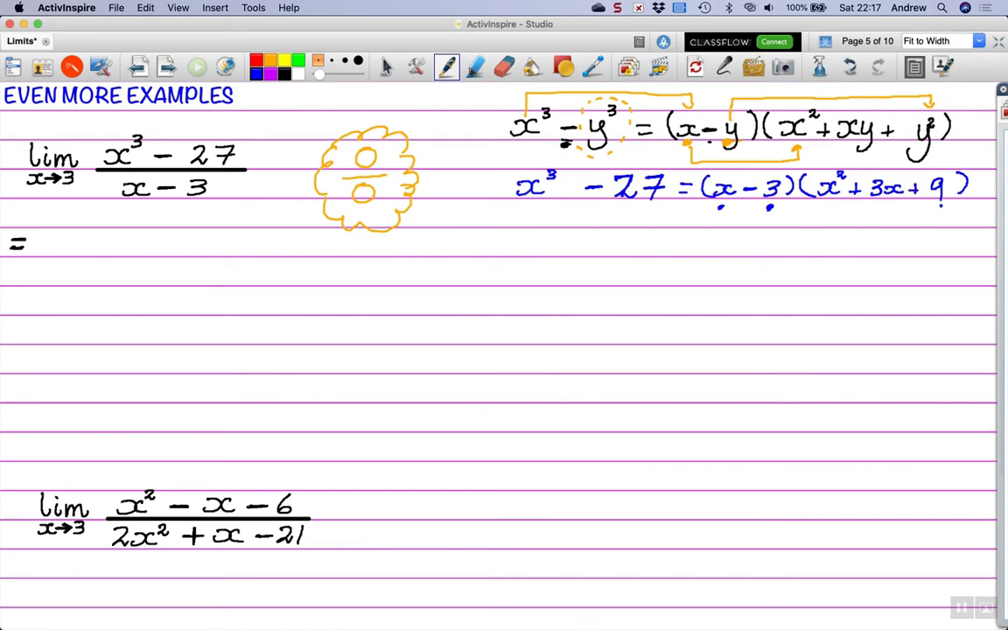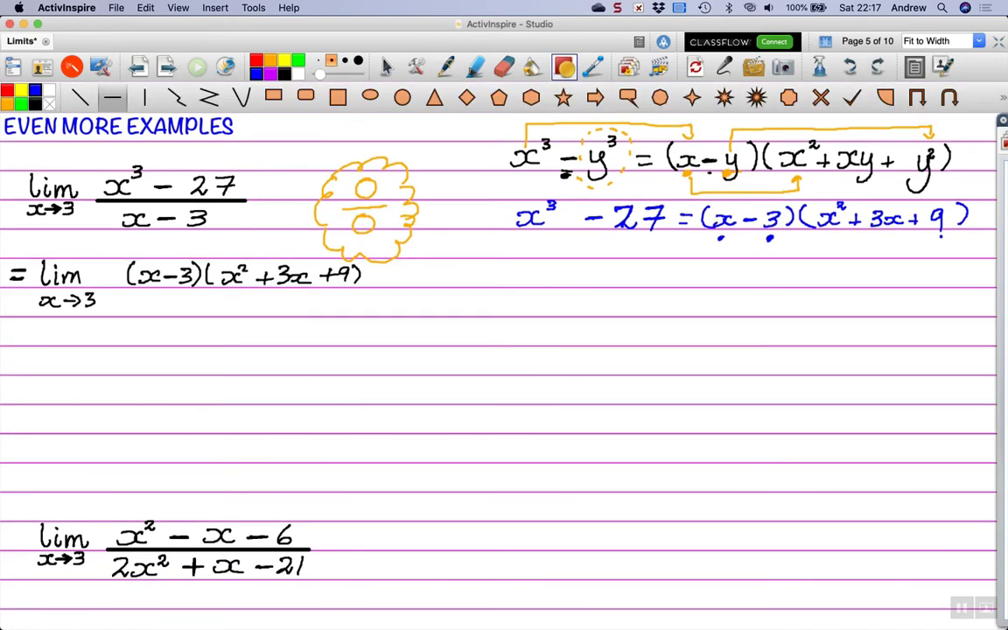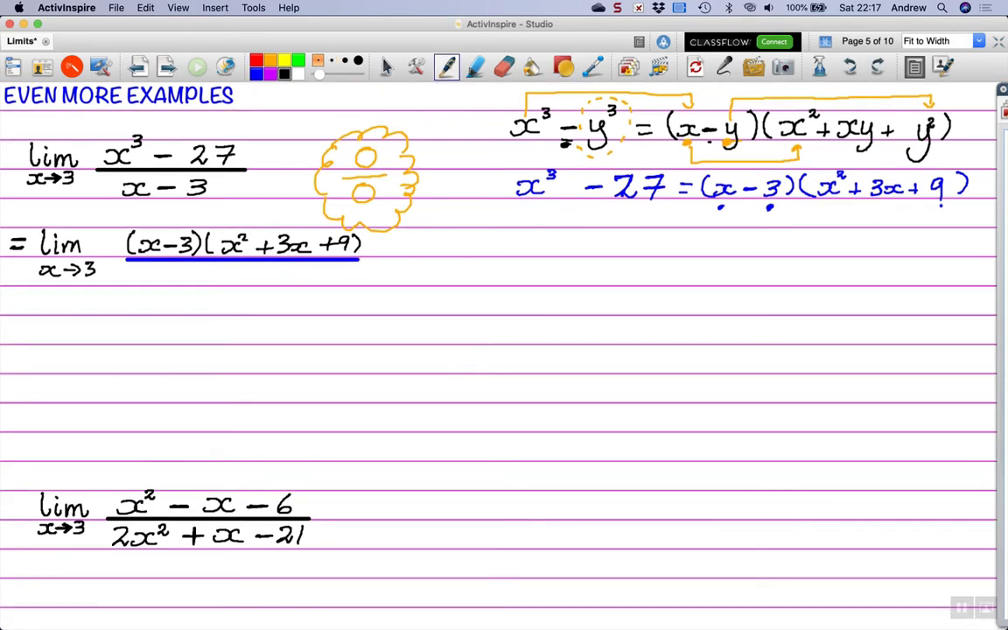So now I've done the traditional working out over on the right hand side. I can come back over here and move it on. So we've got the limit as x tends to 3 of x cubed minus 27. We now know it's equal to x minus 3 on x squared plus 3x plus 9, and then that's all divided by x minus 3.